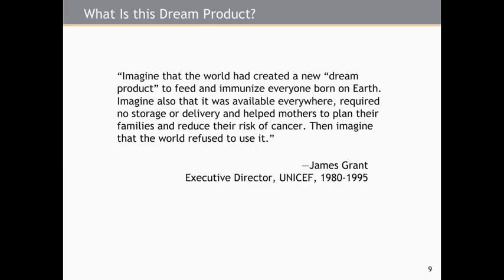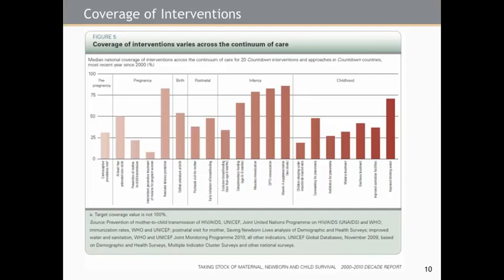that with complementary feeding. The figure that you see before you now, coverage of interventions, varies across the continuum of care. This is a figure that has come from a very important document called the Countdown document that looks at where we are in the 68 countries where 97% of the world's child and maternal deaths take place. For the interventions that we know are effective in reducing deaths of mothers and children, this graph shows the coverage of these services in these 68 countries.